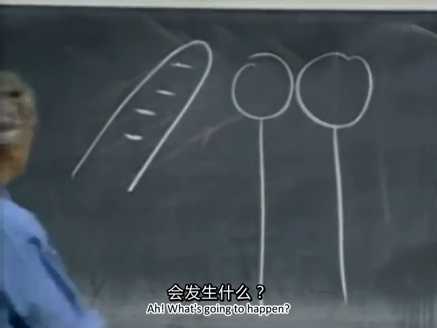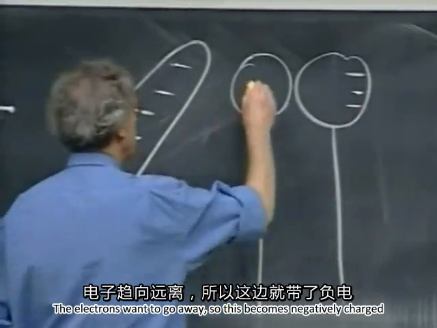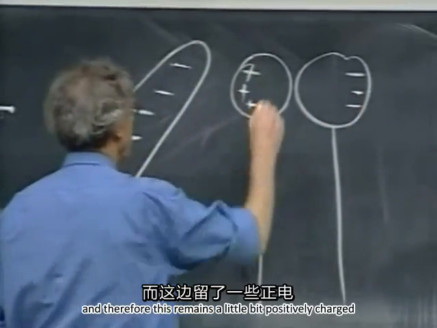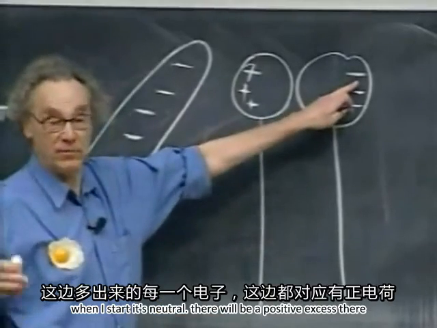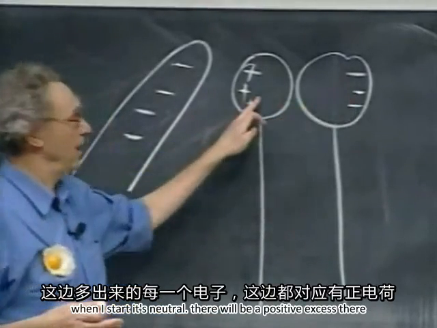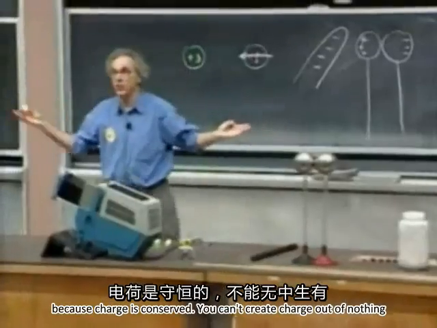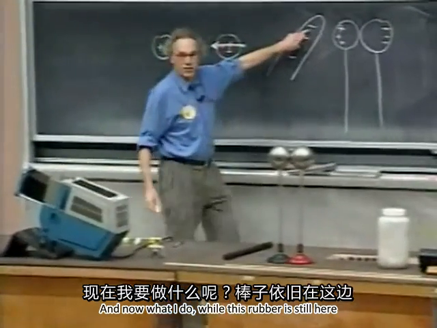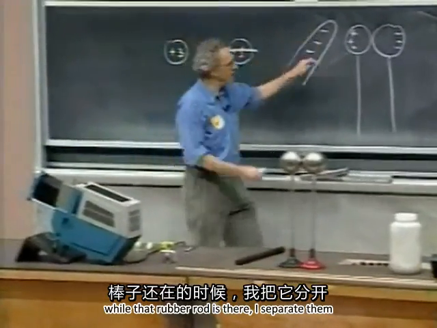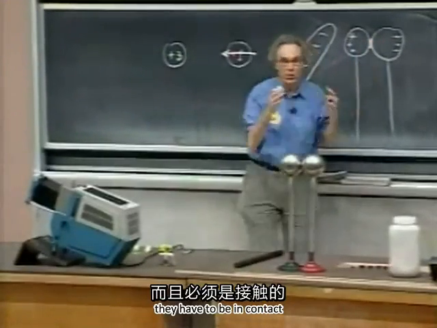What's going to happen? The electrons want to go away, so this becomes negatively charged, and therefore this remains a little bit positively charged. For every one electron that is excess here, when I start it's neutral, there will be a positive excess there because charge is conserved. You can't create charge out of nothing. And now, while that rubber rod is there, I separate them. They have to be in contact first.